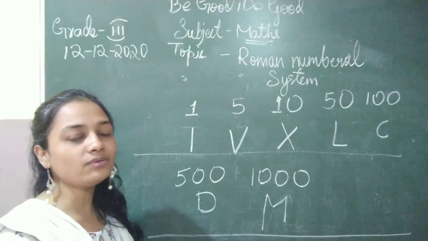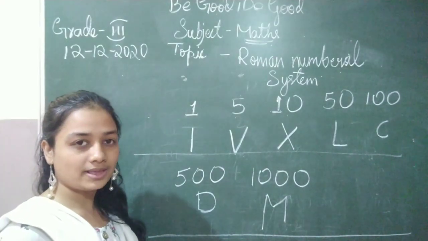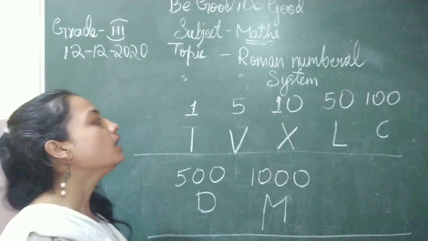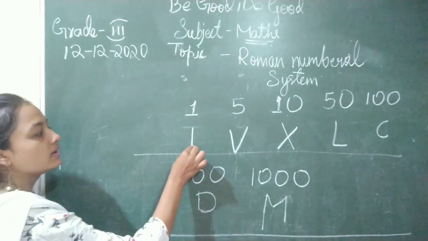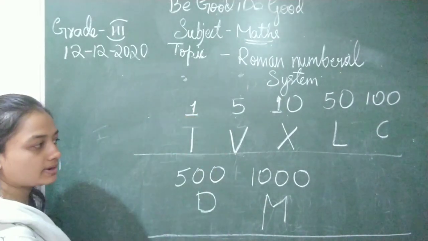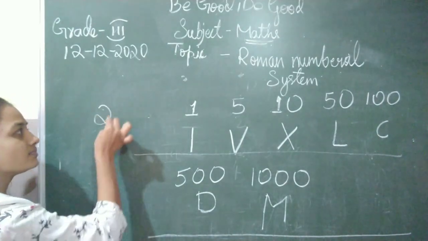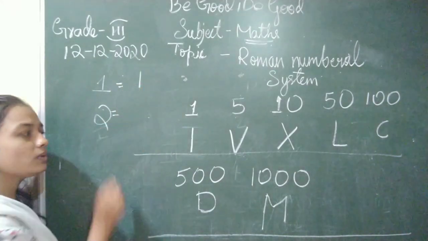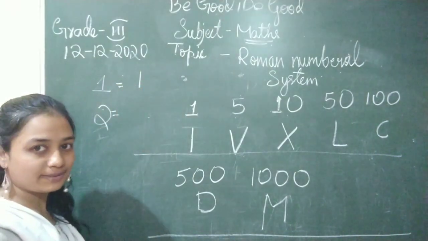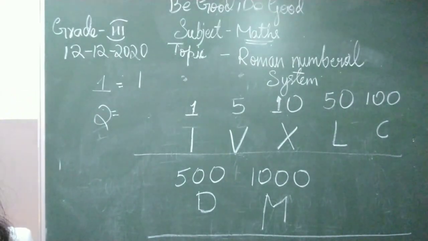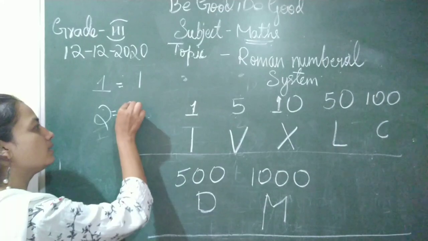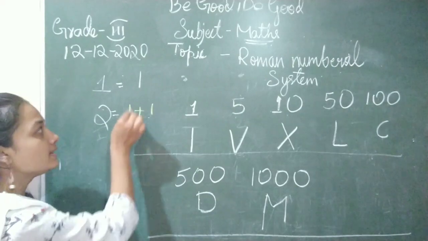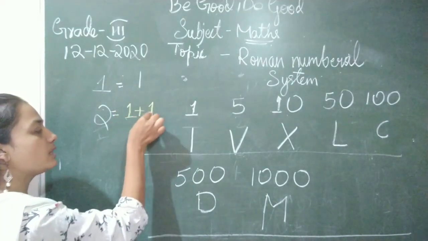Now let us learn how to use them. We'll first learn how to use them and then I'll teach you the rules. Now I know how to write 1, right? So now let's write 2. I know 1 is I. You can write 2 as 1 plus 1. Am I right? I know the symbol for 1 is I. So 1 plus 1 is 2.